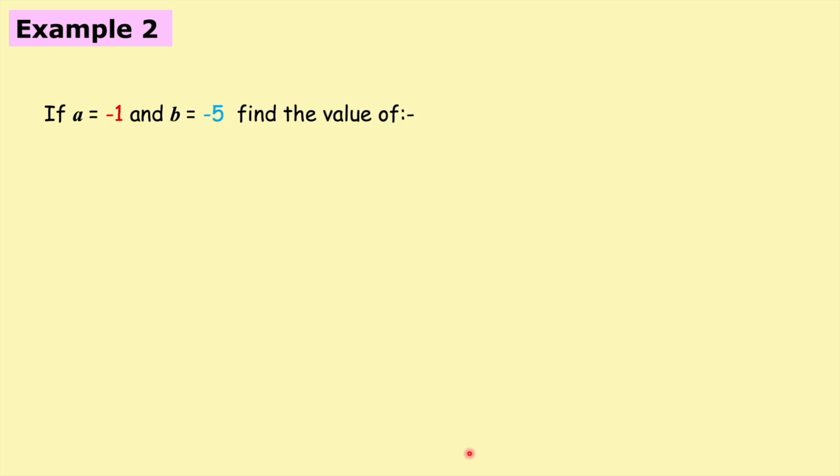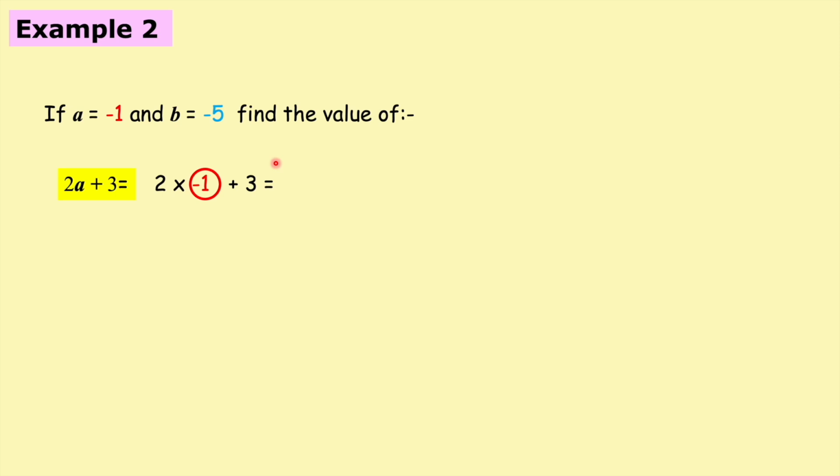Okay, example 2. In these examples, we're going to say that a equals -1 and b equals -5. So we need to find the value of 2a plus 3. So because we know a is -1, we're going to substitute in a for -1. So we're going to swap out this a here for -1. So this means 2 times a, add 3. So we're going to make it 2 times -1, add 3.